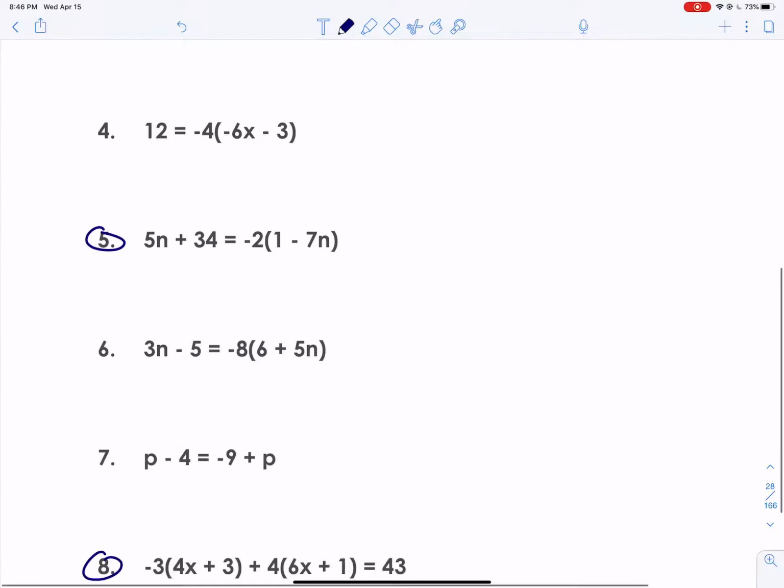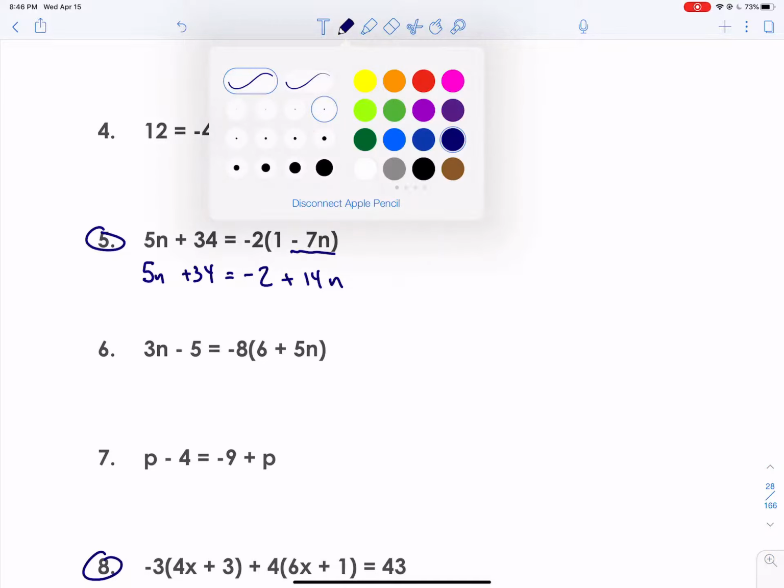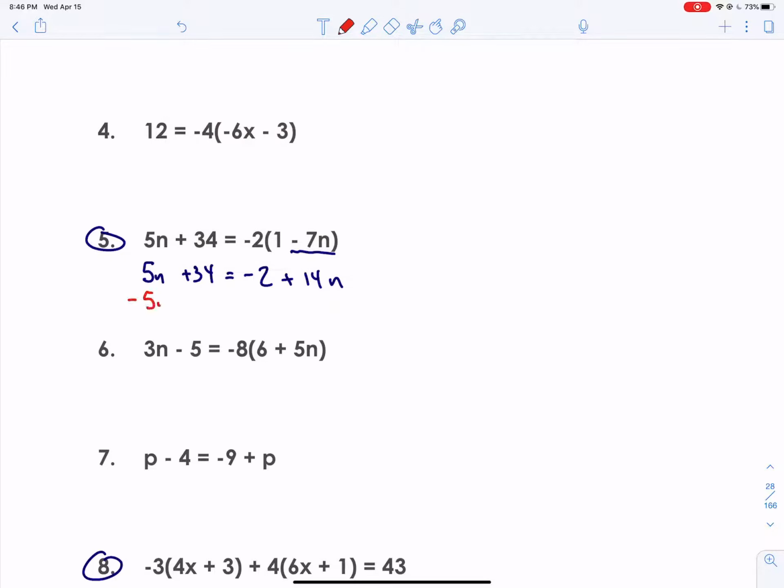Okay, so number 5. We have to do distributive property first on the right side, so everything else just stays the same. We're just going to copy it down. Negative 2 times 1 is negative 2. Negative 2 times negative 7n is positive 14n. Okay, and then from here, there's a lot of different options. I'm going to subtract 5n on both sides. Make sure you're lining everything up. So this becomes 0. Then we have 34 on the left equals negative 2. And then 14n minus 5n is positive 9n.